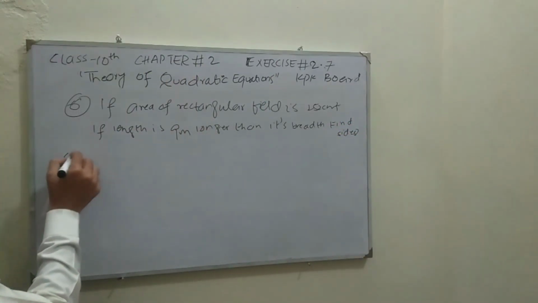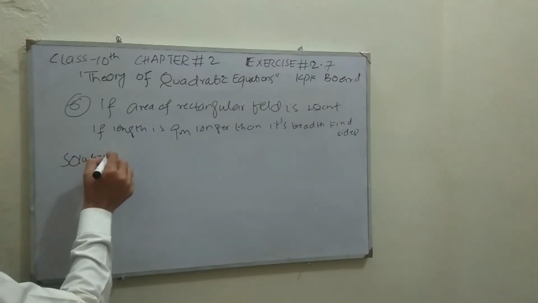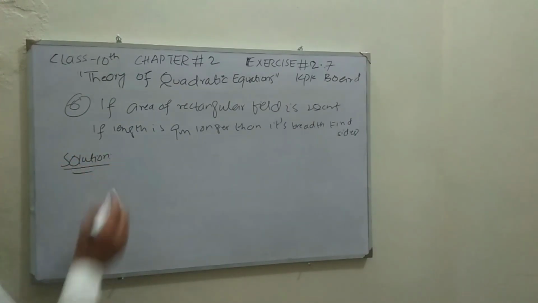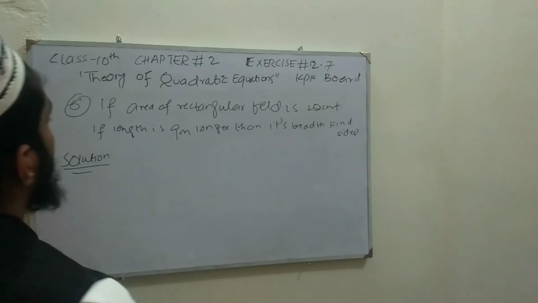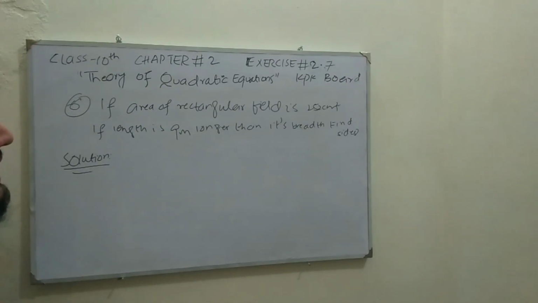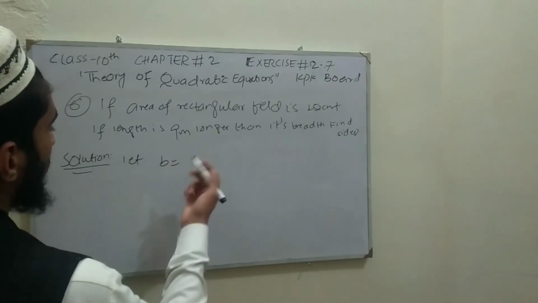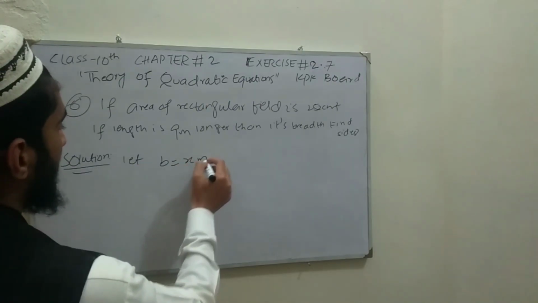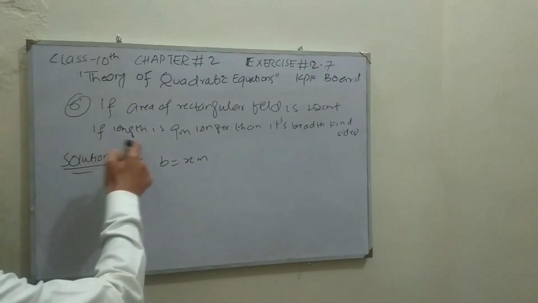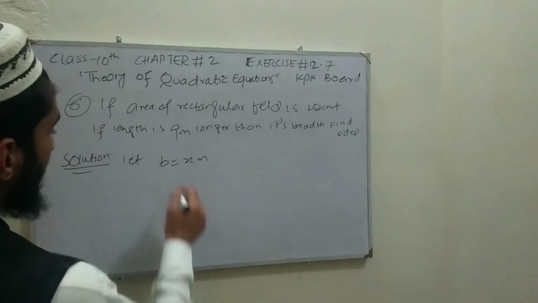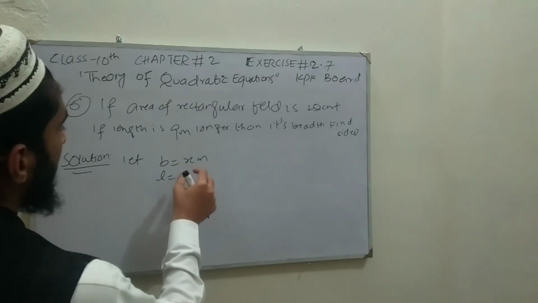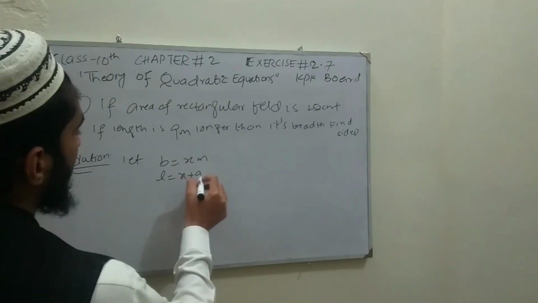Solution. We know that the length is 9 meter longer than its breadth. Let's suppose the breadth is x meter. And they tell us that the length is 9 meter longer than its breadth, so the length must be equal to x plus 9 meter.